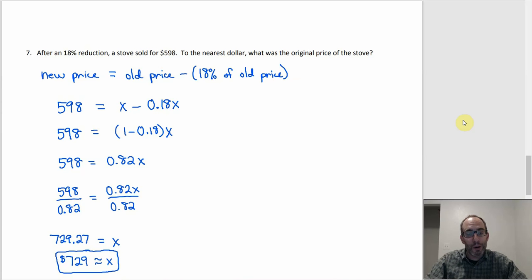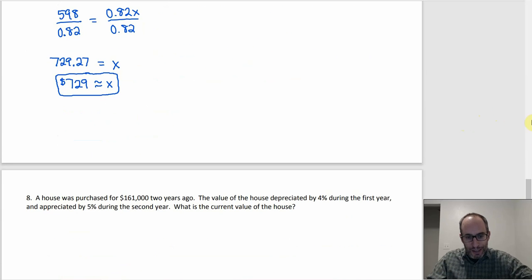And I guess with these you can always check them if you want, right? Like if you put that in, like 0.82 times 729, it ought to be pretty close to 598. It won't be exact because we round to the nearest dollar, but it ought to be pretty close. Okay, next is number 8.